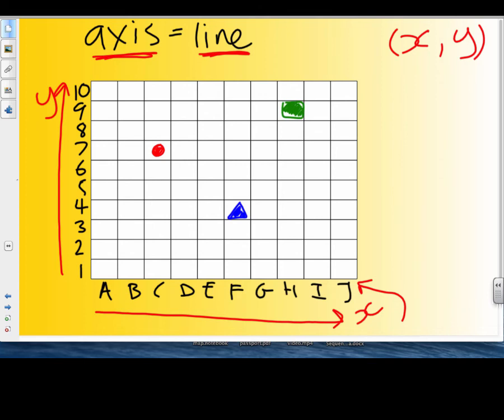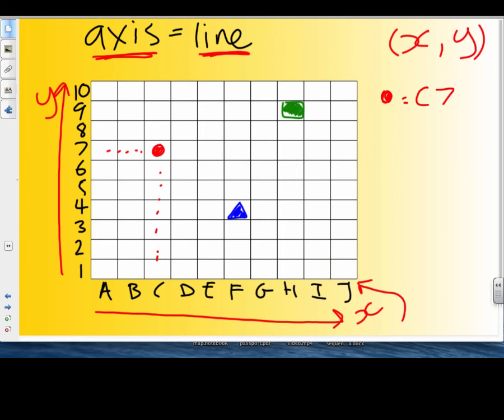All right. See if you can work it out. What does the red circle line up with on the x-axis, and what does it line up with on the y-axis? See if you can work it out. Okay, what did you get? Okay, I hope for the circle you got C7. The circle is at C7.